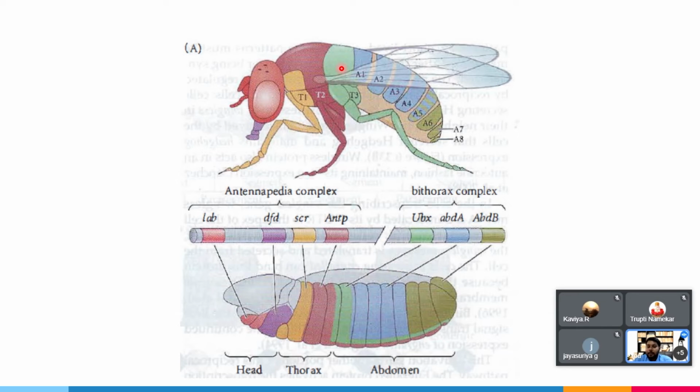So we cannot have a four-winged fly just by expressing antennapedia in T3 because ultrabithorax will not allow it. What we need is that we need to knock down or mutate ultrabithorax. So if ultrabithorax is not present here, then antennapedia's expression influence will take over. So this is another point that is shown here a bit. See how antennapedia is also expressed in these regions as well.